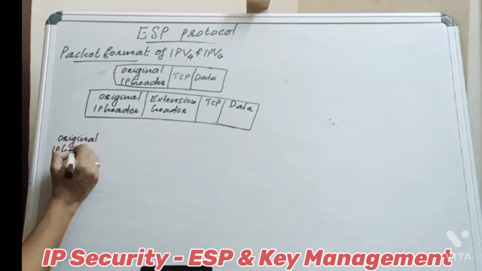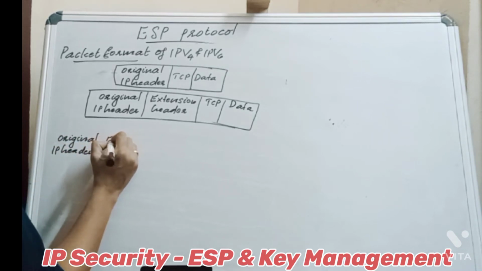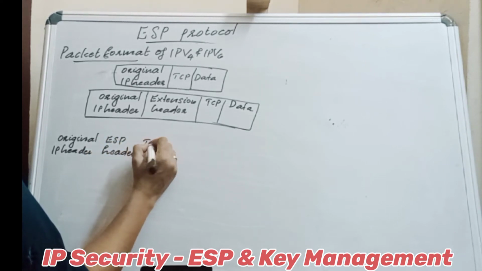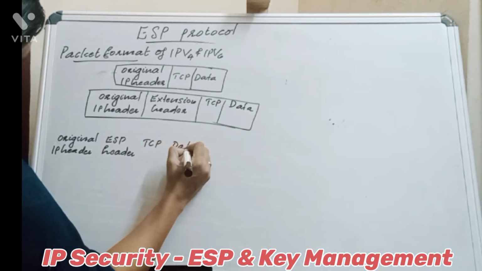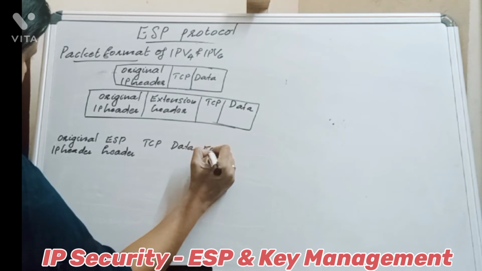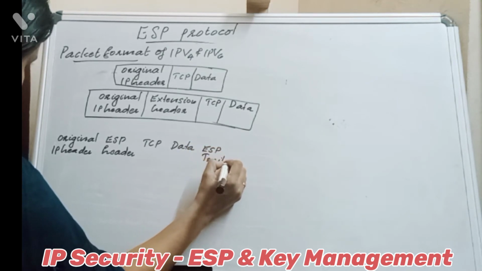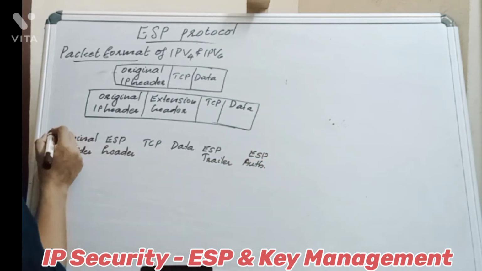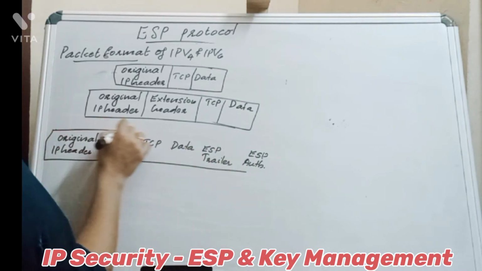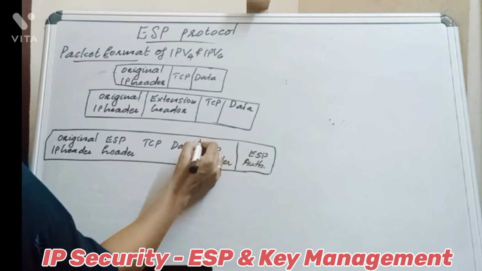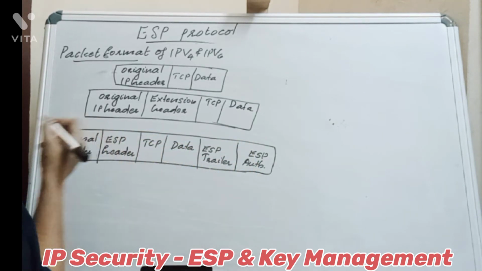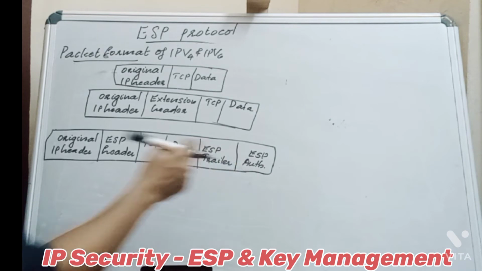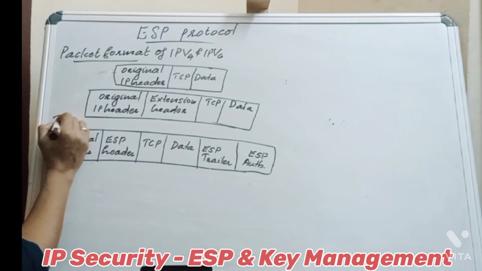Original IP header, ESP header, TCP data, ESP trailer, ESP authentication. After applying ESP, we get the packet format of IPv4 like this. Here we have to include the ESP header, ESP trailer and ESP authentication. This is the case of transport mode.